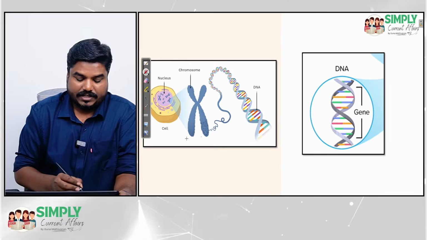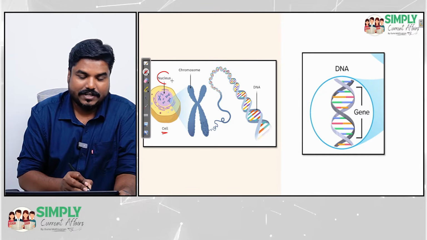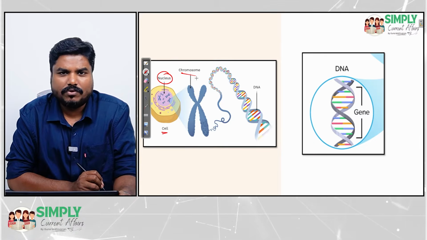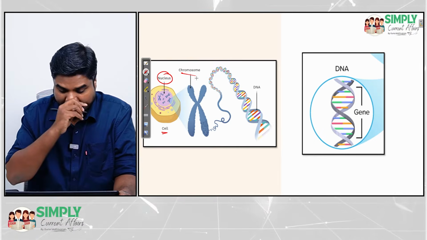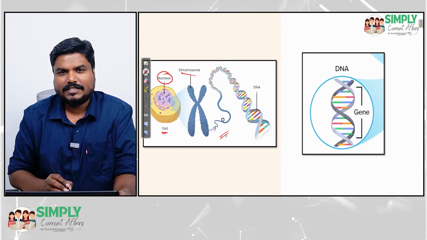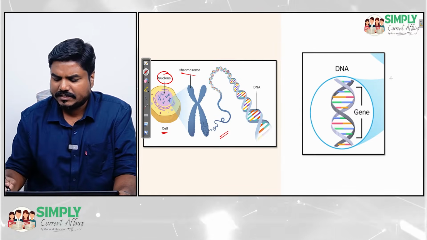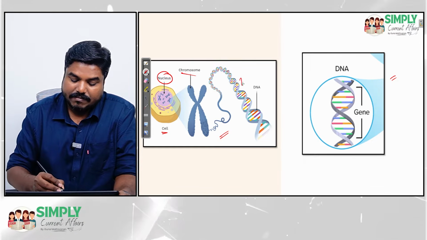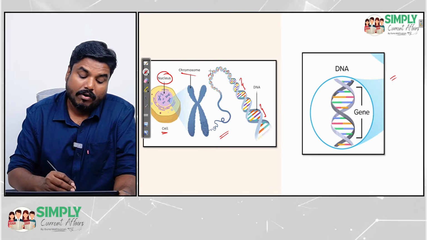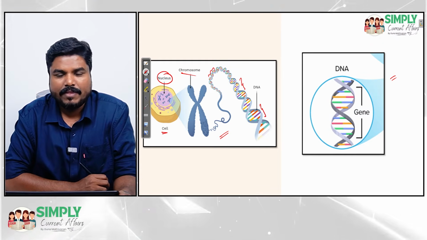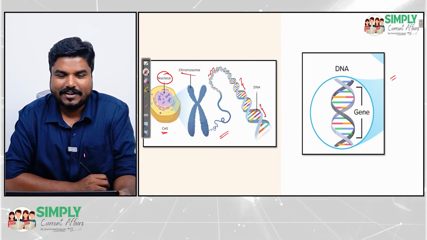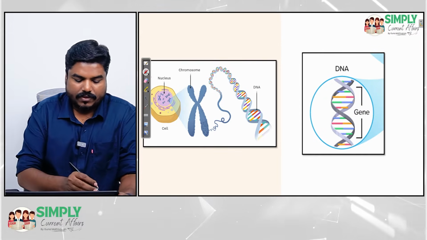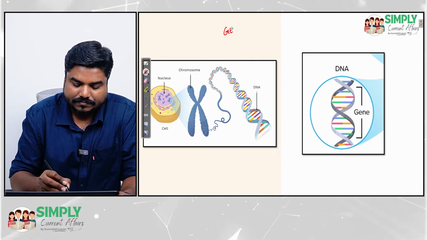In the previous class we discussed that every cell has a nucleus, and each nucleus has 23 pairs of chromosomes, or 46 chromosomes, and each chromosome is nothing but compressed DNA. Specific, important segments of DNA are called genes. This I explained in the previous class. Now, what is genome?